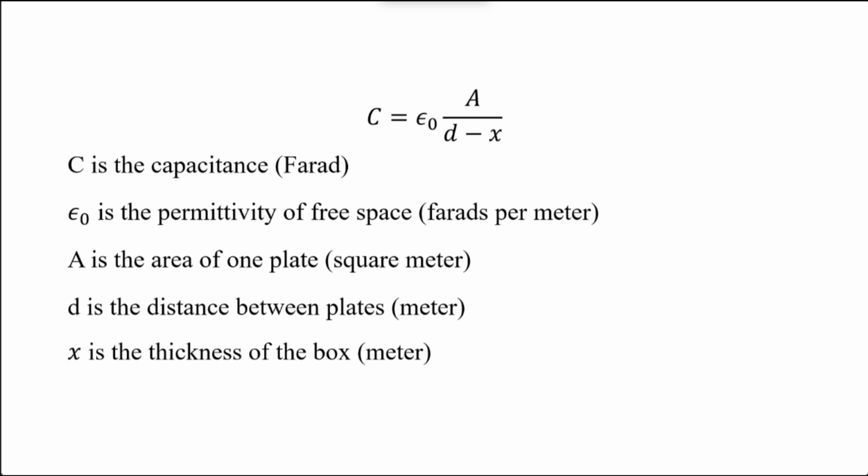Finally, the formula displayed was expected to be observed when a box wrapped in conductor was inserted between plates, and that capacitance would increase. Now let me introduce my experiment setup.